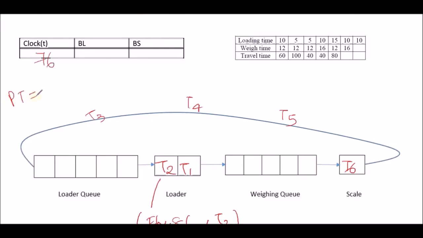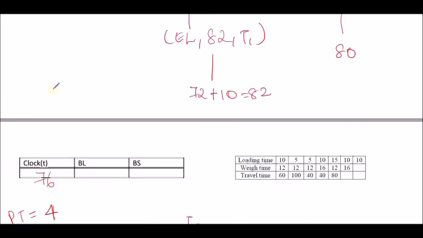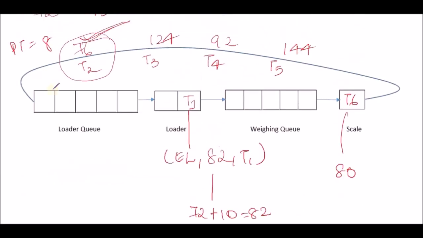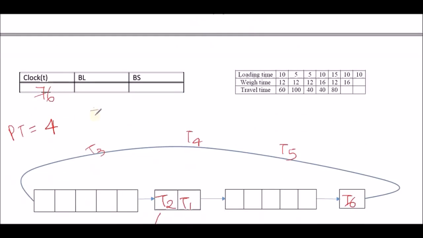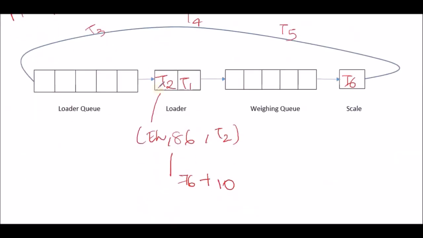So the past time again is going to be 76 minus 72, which is 4. Now in these 4 instances, only one loader was busy and the scale was completely busy. So this is going to be plus 4 and this is going to be plus 4. So this will be 4 plus 45, the previous value, 49, and this is going to be 4 plus 72, 76. So at the end of it, the cumulative time that the loader was busy was 49, and the cumulative time the scale was busy is 76. So with this we end that big table.